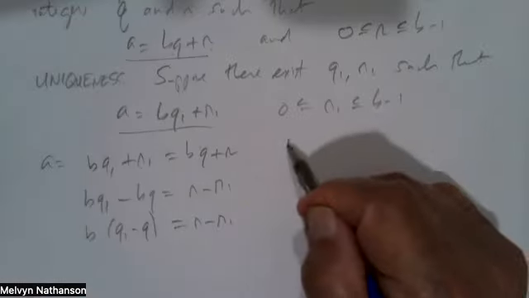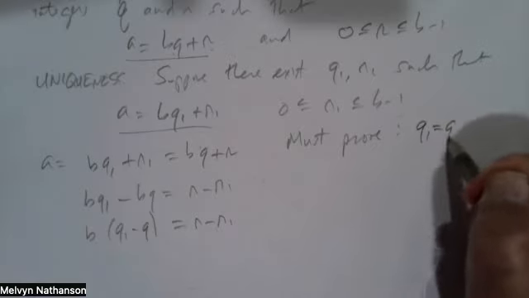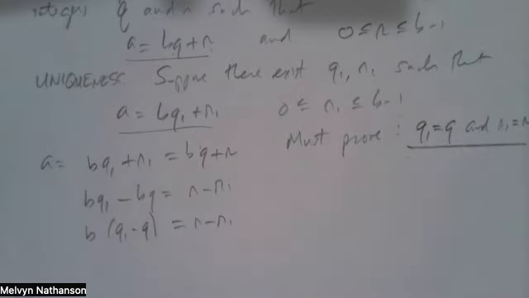So let me rearrange this. bq1 minus bq is r minus r1. Just brought this over to this side and this over to this side. And if I factor a b out of this, b times q1 minus q is r minus r1. What do I have to prove? I have to prove that q1 equals q and r1 equals r. I have to prove that the quotient and the remainder are unique.